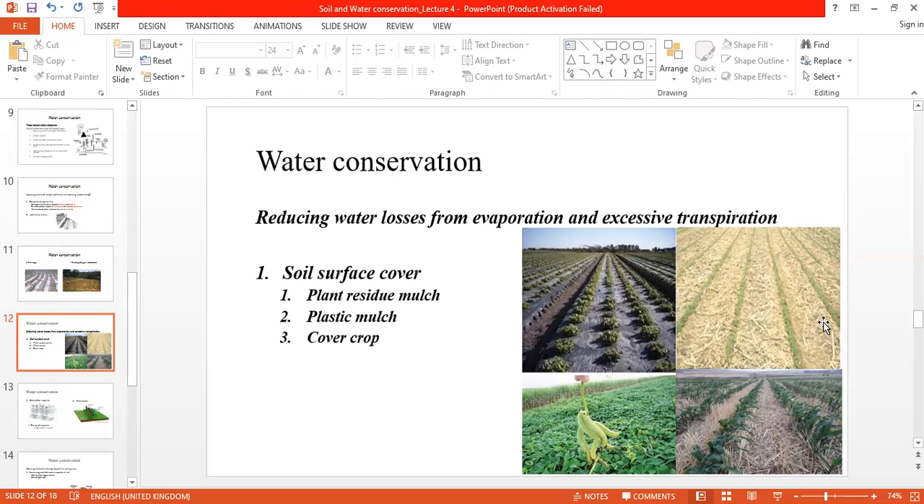So that's plastic mulch. Then this one where I use crop residues, I'm sure this one is more familiar. The idea here in all cases is to reduce the heat coming from the sun from reaching your soils.